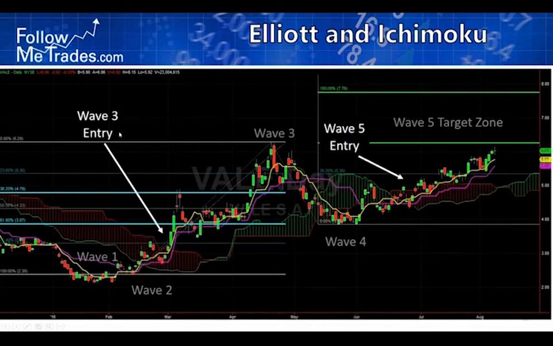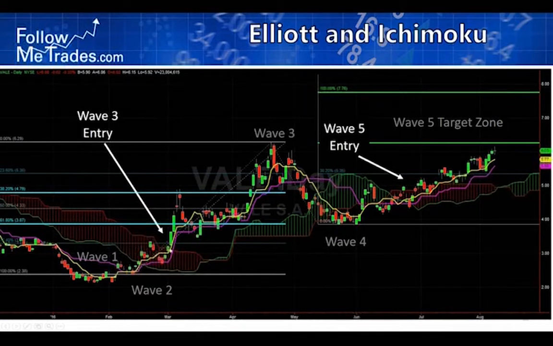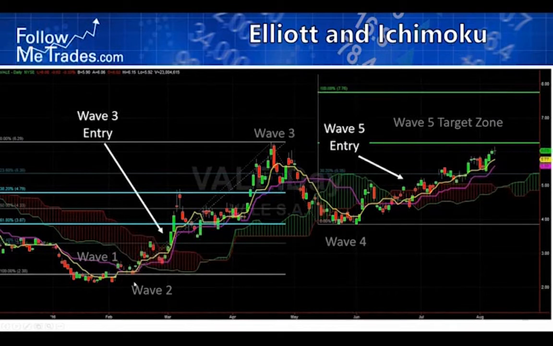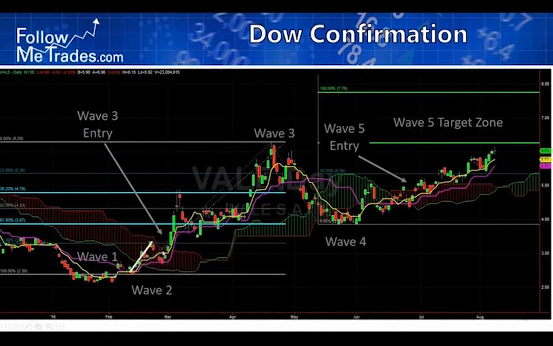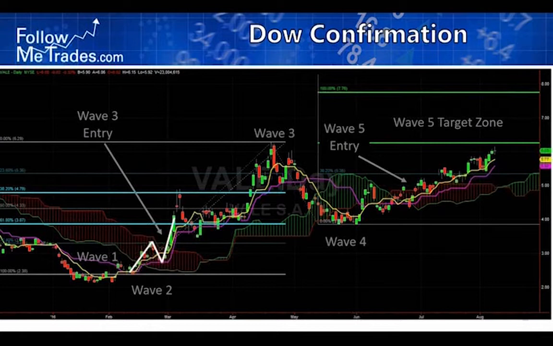Okay. Look here, again, we had wave 1, we had wave 2. As it broke the cloud, we had a crossover, Tenkan over Kijun, and price broke the cloud. We had 3 data points, high, higher low, new high, right? Like that, there's an entry, and that became wave 3. Outstanding. So that's using Elliott Wave and Ichimoku Cloud and a little Dow sprinkled on it for an entry confirmation.